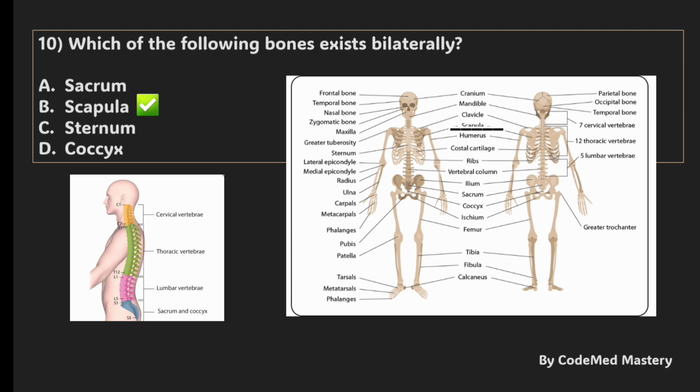Option A, sacrum, is wrong because it is a single bone located at the base of the spine. Option C, sternum, will be wrong because it is a single bone located in the center of the chest. Option D, coccyx, will be wrong because it is also known as a tailbone. It is a single bone at the base of the spine.